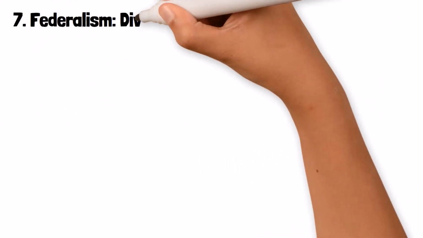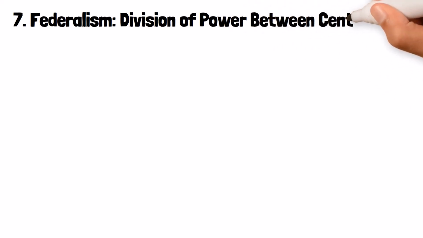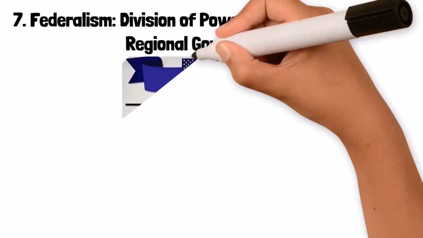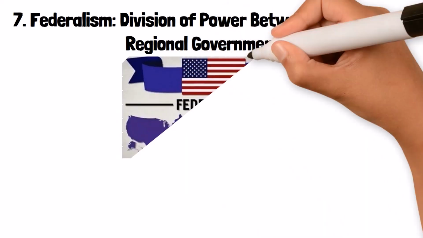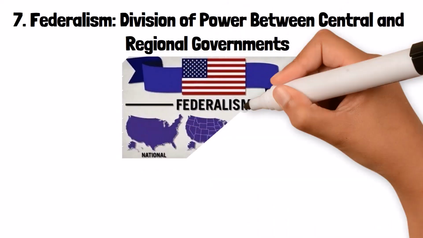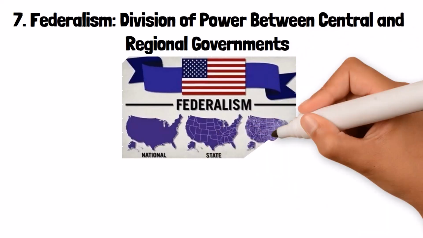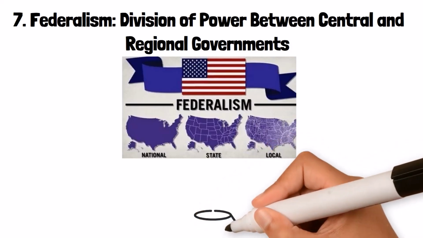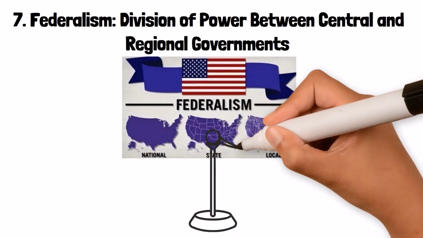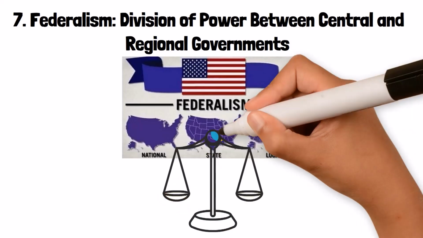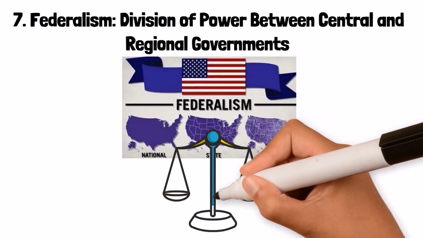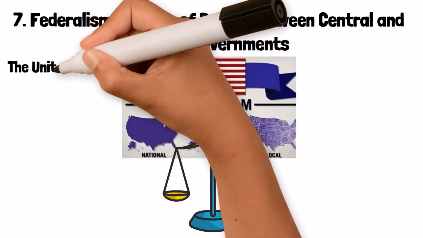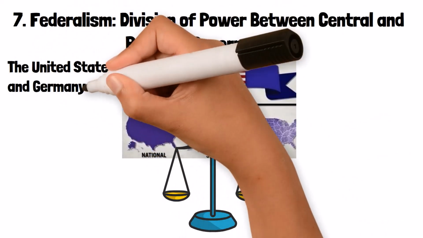7. Federalism, division of power between central and regional governments. Federalism is a system of government where power is divided between a central, federal government and regional, state, provincial, or local governments. Each level of government has its own set of responsibilities and powers, which are typically outlined in a constitution. Federalism is designed to balance the interests of a large and diverse population. Examples of federal systems include the United States and Germany.